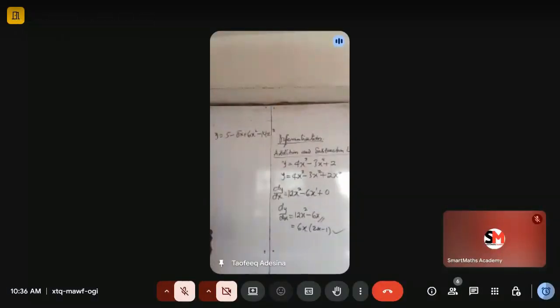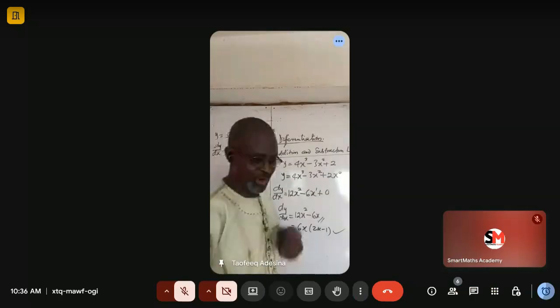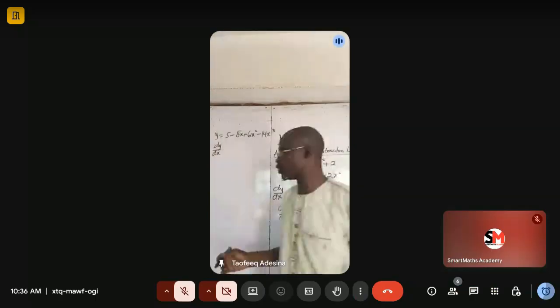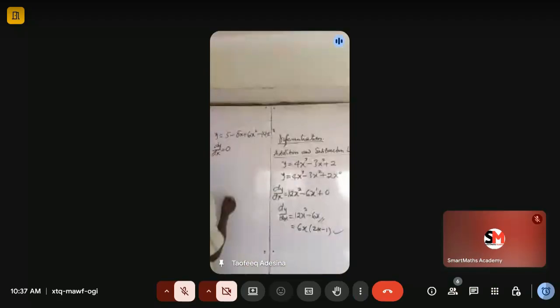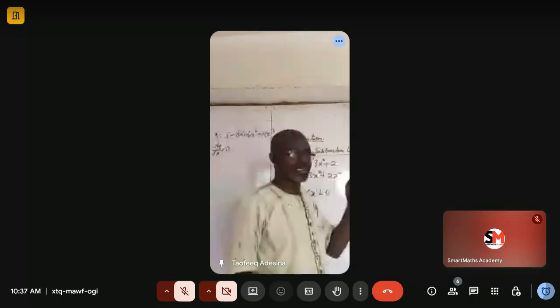So with respect to x, y equals 5 minus 8x plus 6x squared is a very simple question. Just differentiate with respect to x. Don't forget what I said: when you differentiate a constant, it gives you 0. Here you have minus 8x. Don't forget that the power of this one is 1, but they will not write it for you. You should know that when the power is not written, the power means 1.